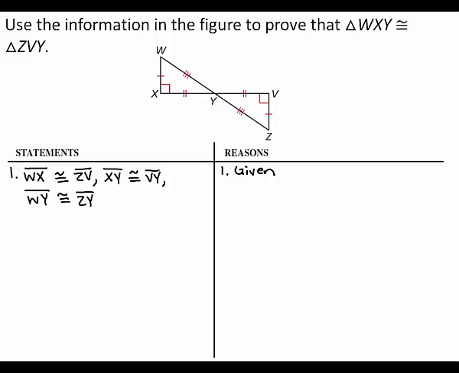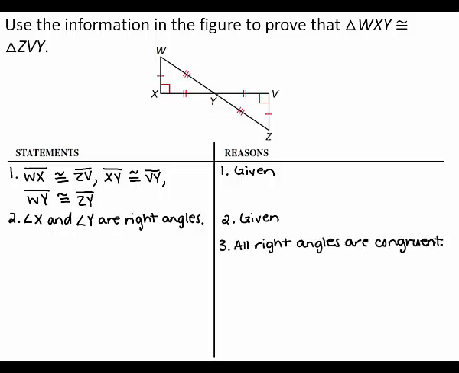In addition, from the right angle symbols on the diagram, you know that angle X and angle Y are right angles. Next, because all right angles are congruent, you can state that angle X is congruent to angle Y.